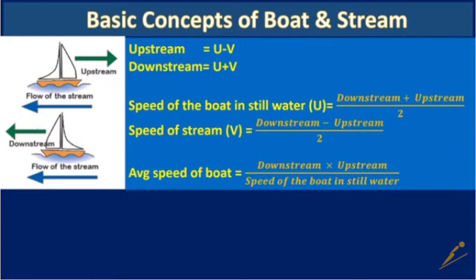These equations can be useful in calculating the time it takes for a boat to travel a certain distance in either direction, as well as the distance traveled. By taking the average of these two speeds, we can determine the speed of the boat in still water. By taking the difference between these two speeds and dividing it by 2, we can determine the speed of the stream. By multiplying the downstream and upstream speeds and dividing by the speed of the boat in still water, we can determine the average speed of the boat over the entire journey.